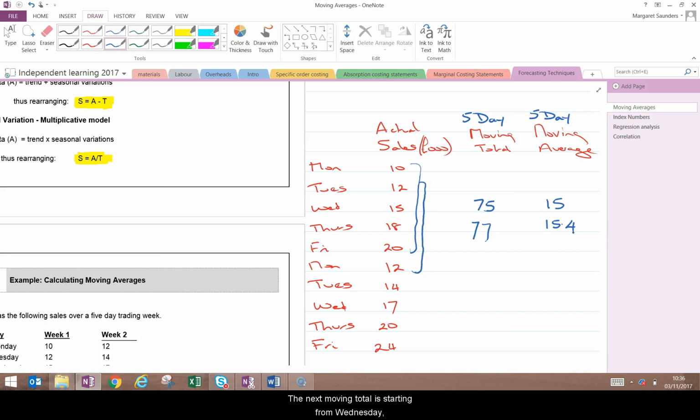So the next moving total is starting from Wednesday. So we've got Wednesday, Thursday, Friday, Monday and Tuesday. Add them together, comes to 79, divide by 5, gives us 15.8. Then we take Thursday to the following Wednesday. Add those together, 81. Divide by 5, 16.2.